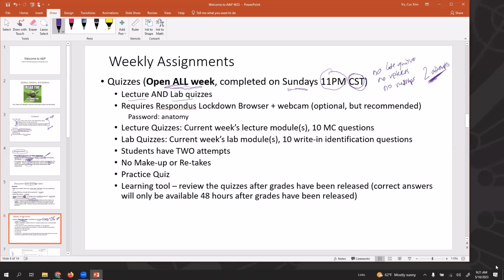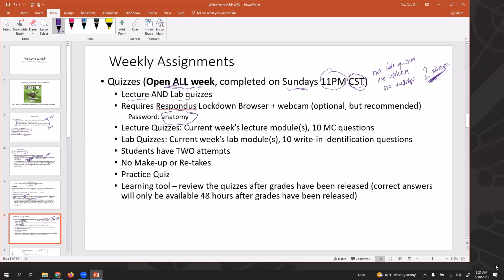There shouldn't be any password required for you to take any of these quizzes, but if it does require a password, the password is anatomy. That's something we put in a long time ago, but for some reason it sometimes gets stuck for some students. So there is no password required for the quizzes, but if it does ask you to do so, then it's anatomy.